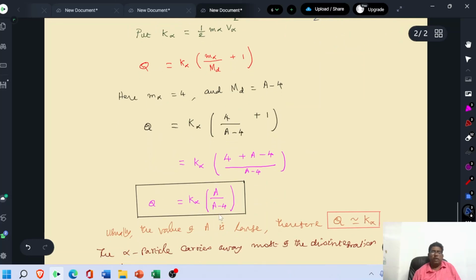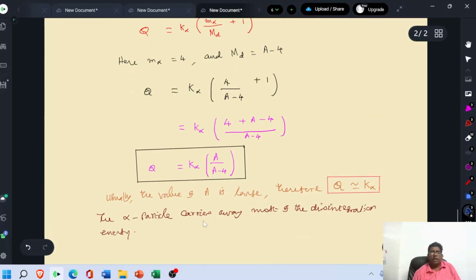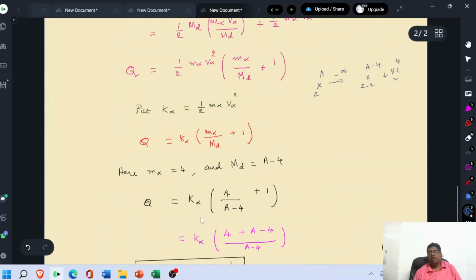Here the quantity A divided by A minus 4 is almost equal to 1 because if you think about uranium 238, uranium 238 minus 4 is 234. Here A is 238. Almost there is no change in the quantity A divided by A minus 4. That is almost equal to 1. Therefore, the value of Q is almost equal to K alpha, which means that the alpha particle carries away most of the disintegration energy. This is the conclusion we arrived at from the Q value of alpha decay.